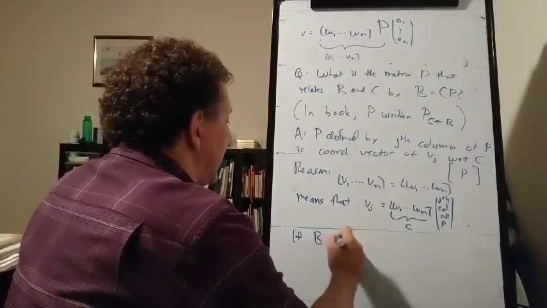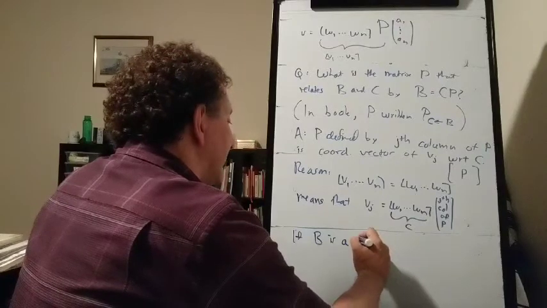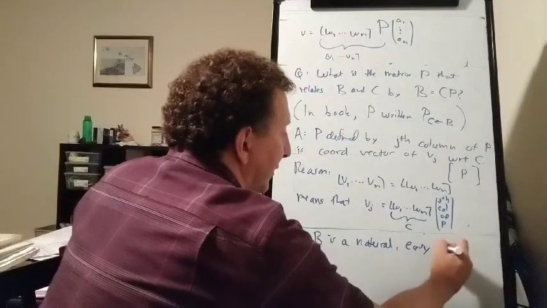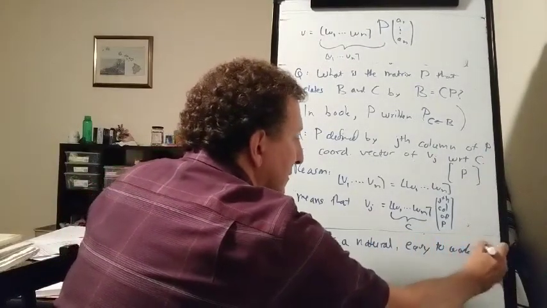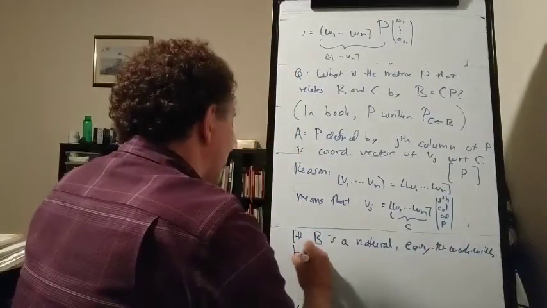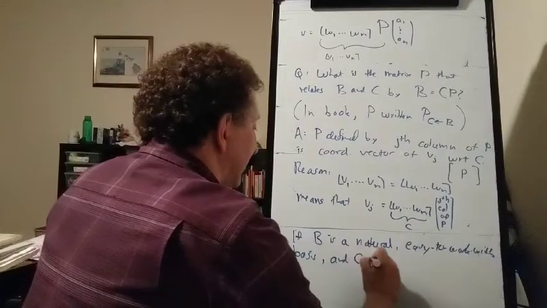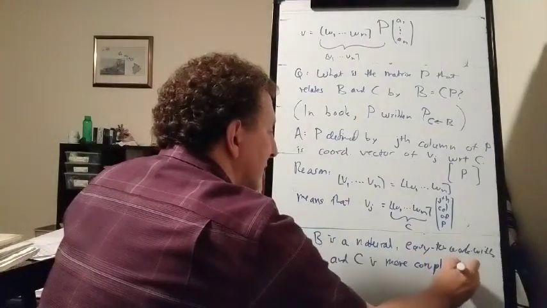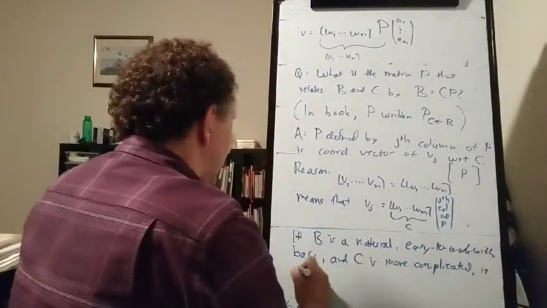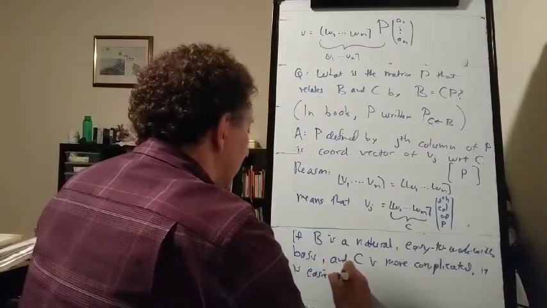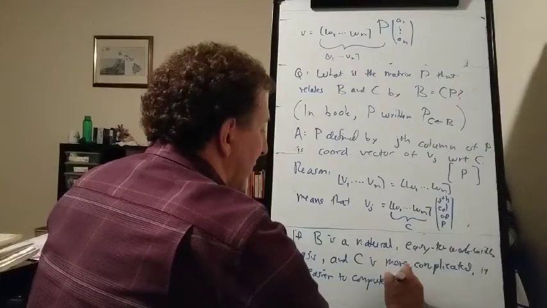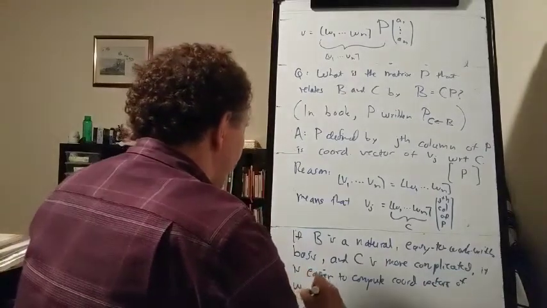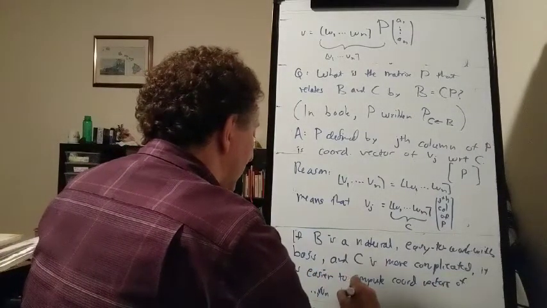So if B is a natural, let's say easy to work with, basis, and C is more complicated, it is easier to compute the coordinate vectors of W1 through Wn with respect to B.